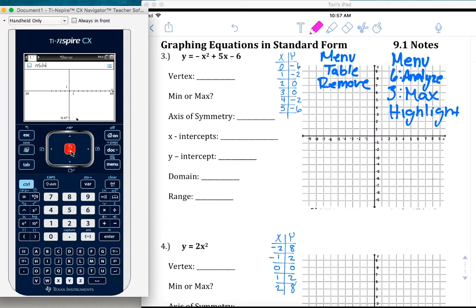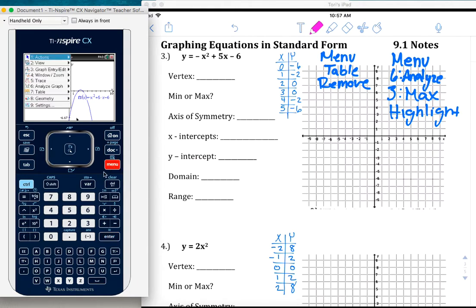All right, so we're looking at problem 3 now. I'm going to go ahead and type that in. Negative x squared plus 5x minus 6. Table is already written for you. Remember, if you need to do that, it's menu, table, split. And then I'm writing up here how you can remove that table.